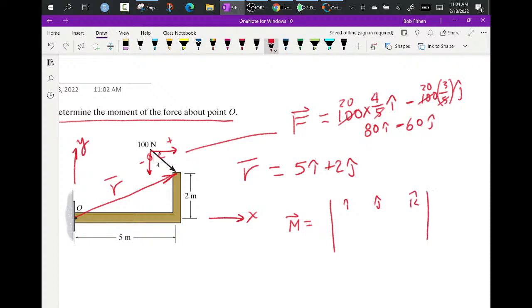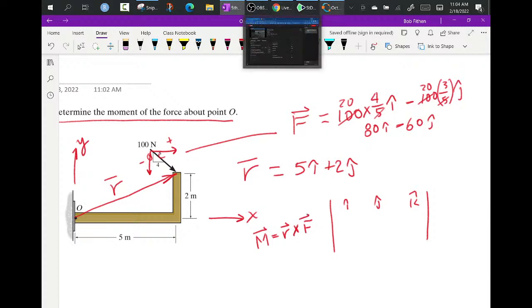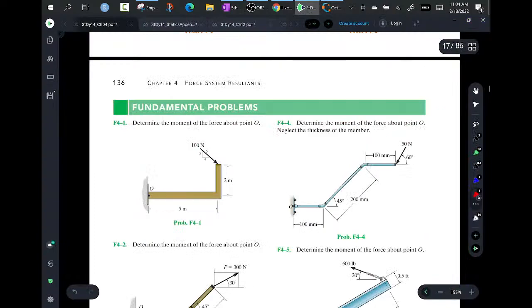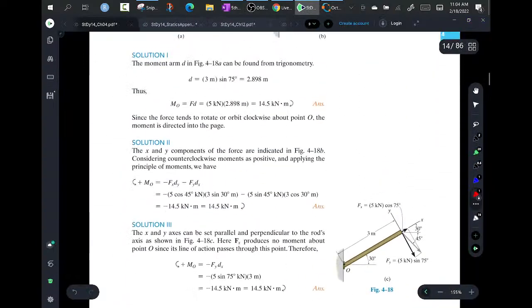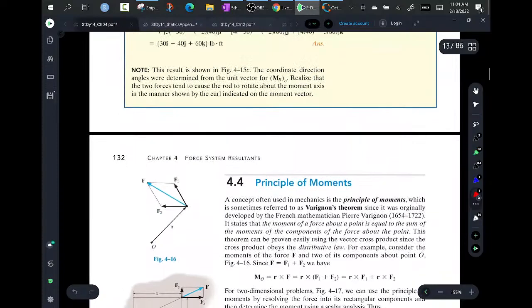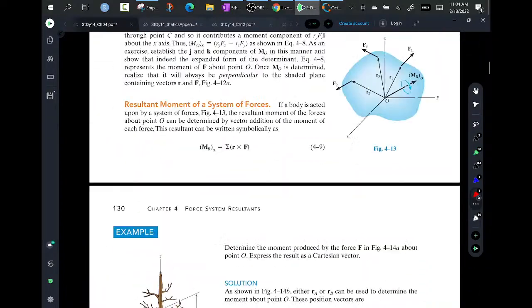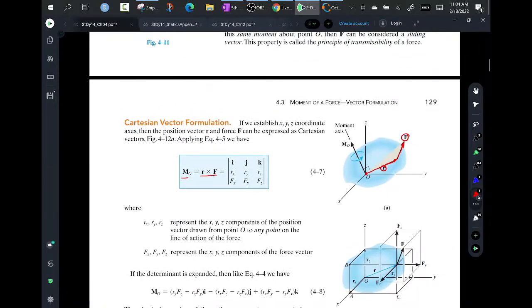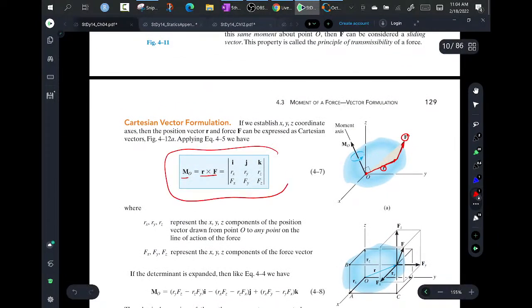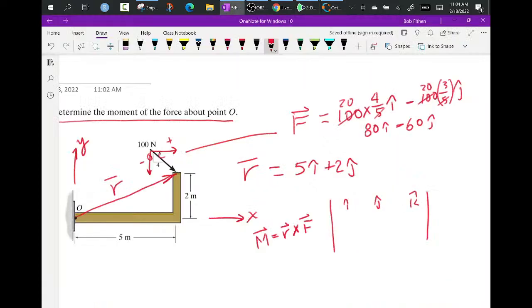Let me back this up a little bit. R cross F, and just to double check, we run back here. I guess I could have stopped there and done it there, but let's go back to the simple definition. I could have done it here, but here's what we're looking at. It's always R cross F. Okay, head off back to the problem.